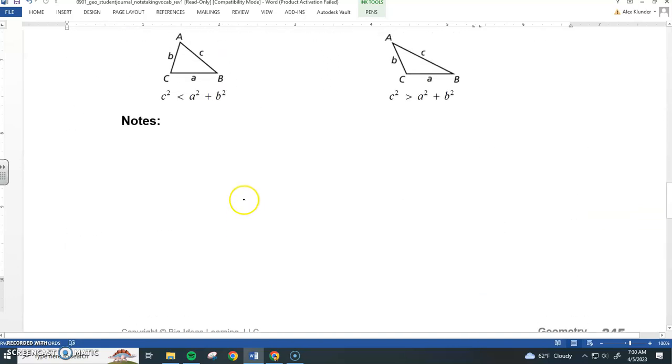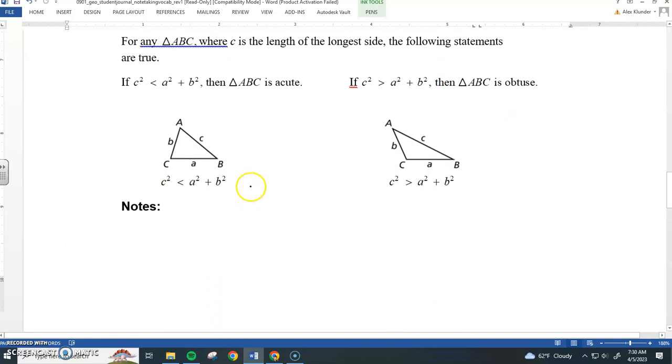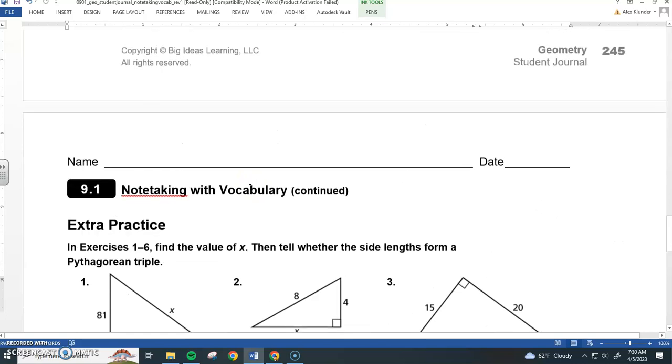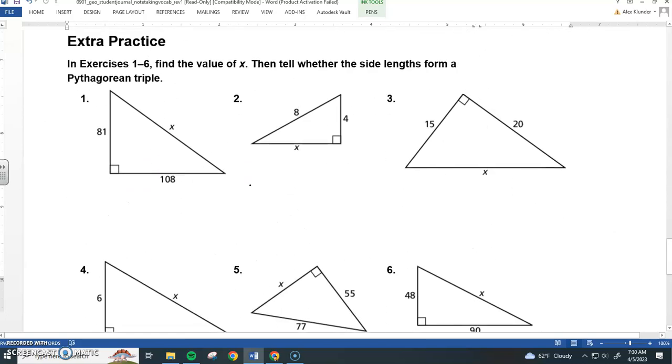We're going to skip this section of the Pythag inequalities, and we're going to go just straight to the notes, straight to the examples. So if you guys want to turn the page, we're on 246 now. And we're just going to do a couple practice problems. It says, find the value of x, and then tell whether the side lengths form a Pythagorean triple.